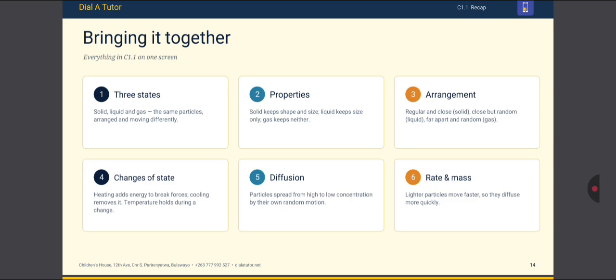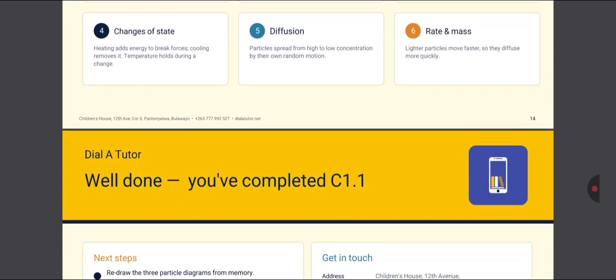Number 4, change of state. Heating adds energy to break forces. Cooling removes it. Temperature holds during a change. And we need to understand why the temperature remains the same, because the energy is used to break the forces of attraction. Diffusion: particles spread from high to low concentration by their own random motion. And then also rate and mass. Lighter particles move faster, so they diffuse more quickly.